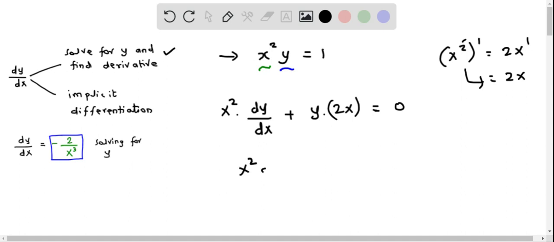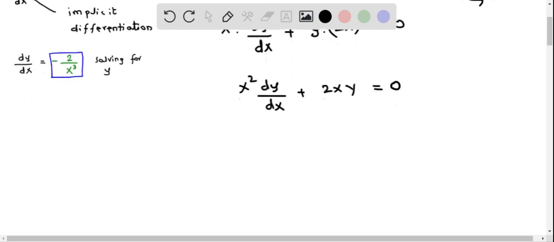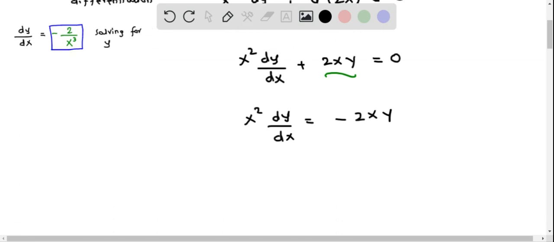Let's simplify this. This equals x squared times dy by dx plus 2xy, and this equals 0. First, let's subtract 2xy from both sides so that we can solve for x squared dy by dx, and this equals negative 2xy. Now we divide both sides by x squared so that we can solve for dy by dx. And so we get dy by dx equals negative 2xy divided by x squared.